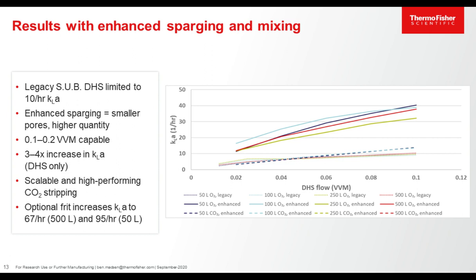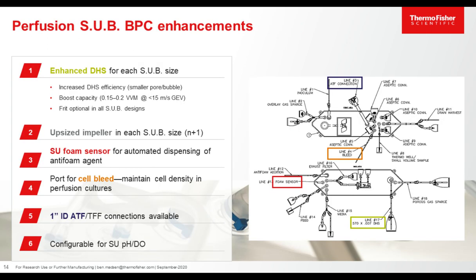And similarly for CO2 mass transfer, we see scalable and high-performing CO2 stripping while maintaining a CO2 to O2 mass transfer ratio of about 0.3 to 0.5, which has been shown to be ideal for most mammalian cell culture processes. And while not required in our standard product, we've shown KLAs even higher still when we implement our standard FRID for each SUB.